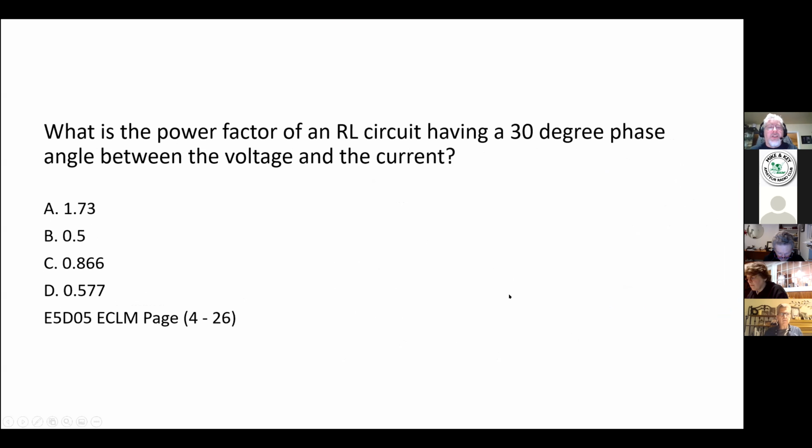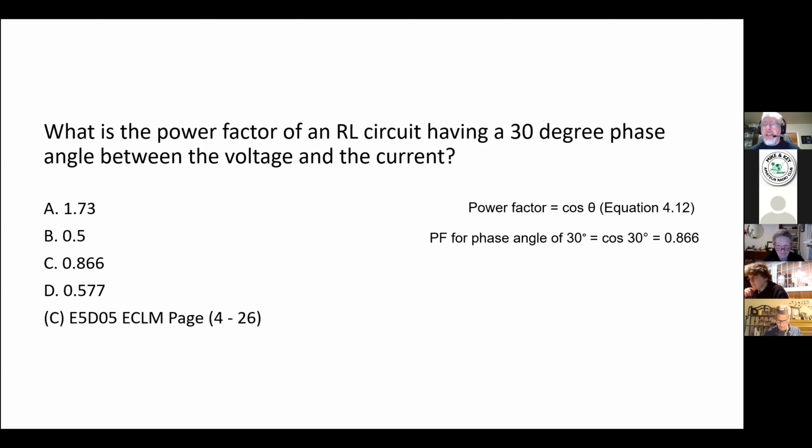What is the power factor of an RL circuit having a 30-degree phase angle between the voltage and the current? A, 1.73, B, 0.5, C, 0.866, D, 0.577. C. Charlie is correct. It is the cosine, power factor is the cosine of the phase angle.